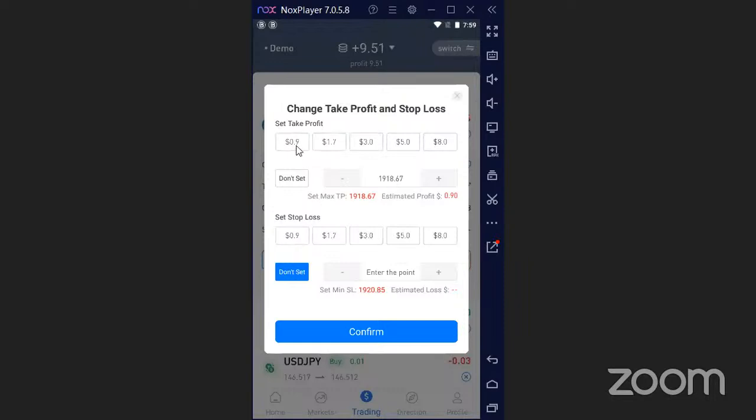You can say, if I'm making profit and this profit gets to $1.7, give me my $1.7. Or when I'm losing 0.9, I want to stop loss. I don't want to lose more than 0.9.